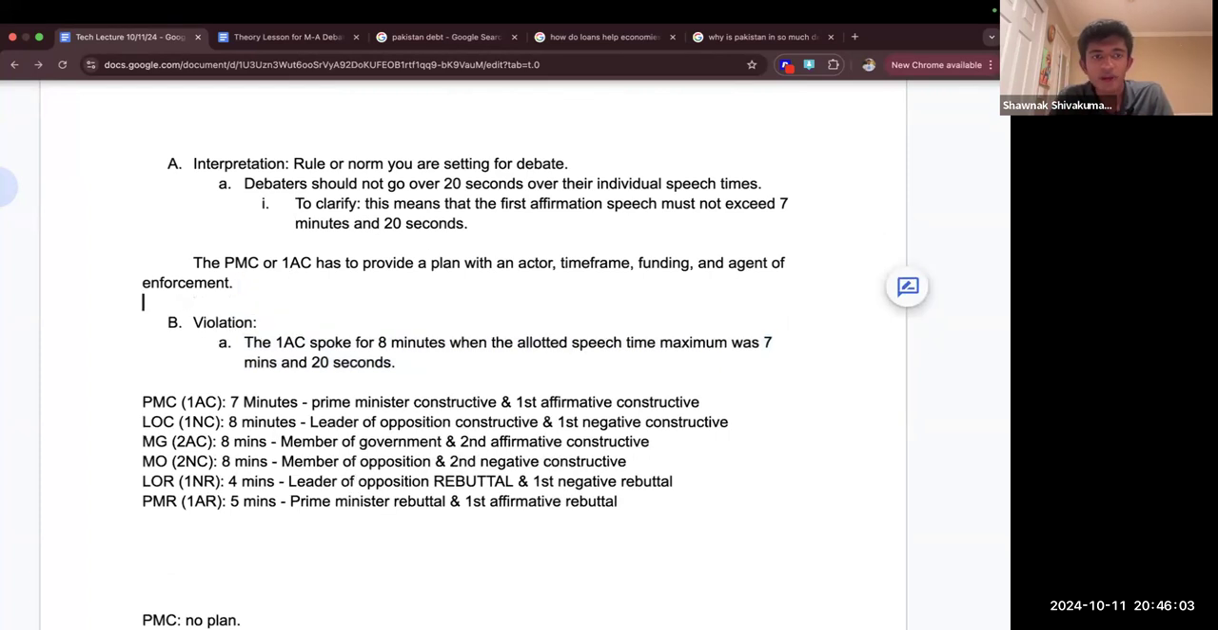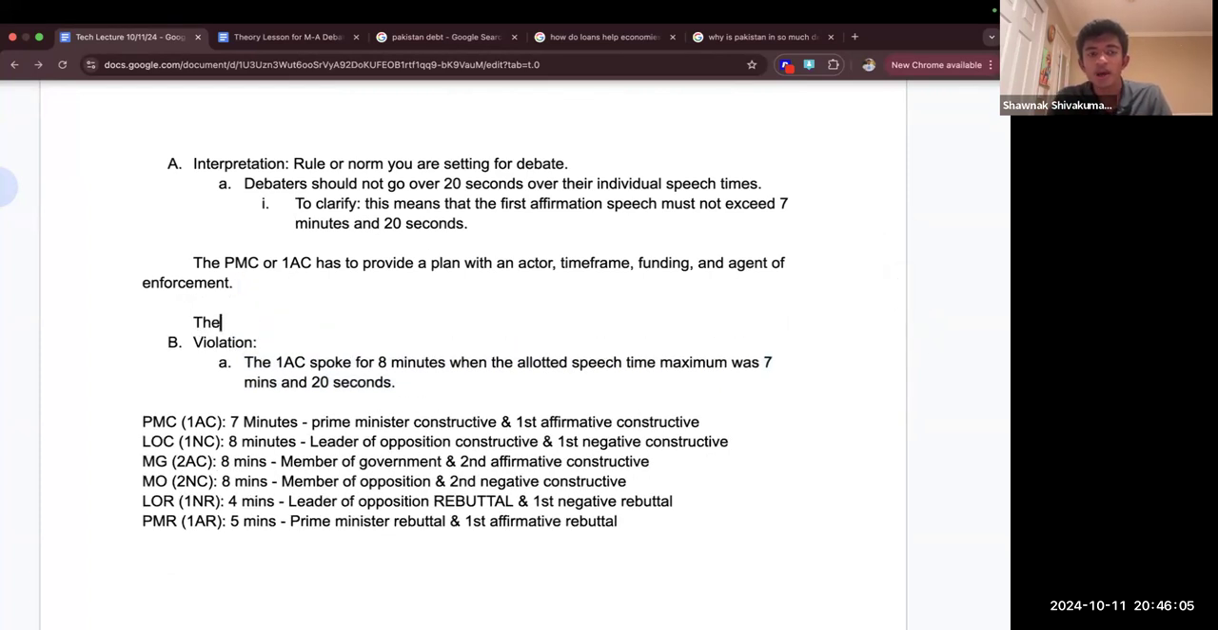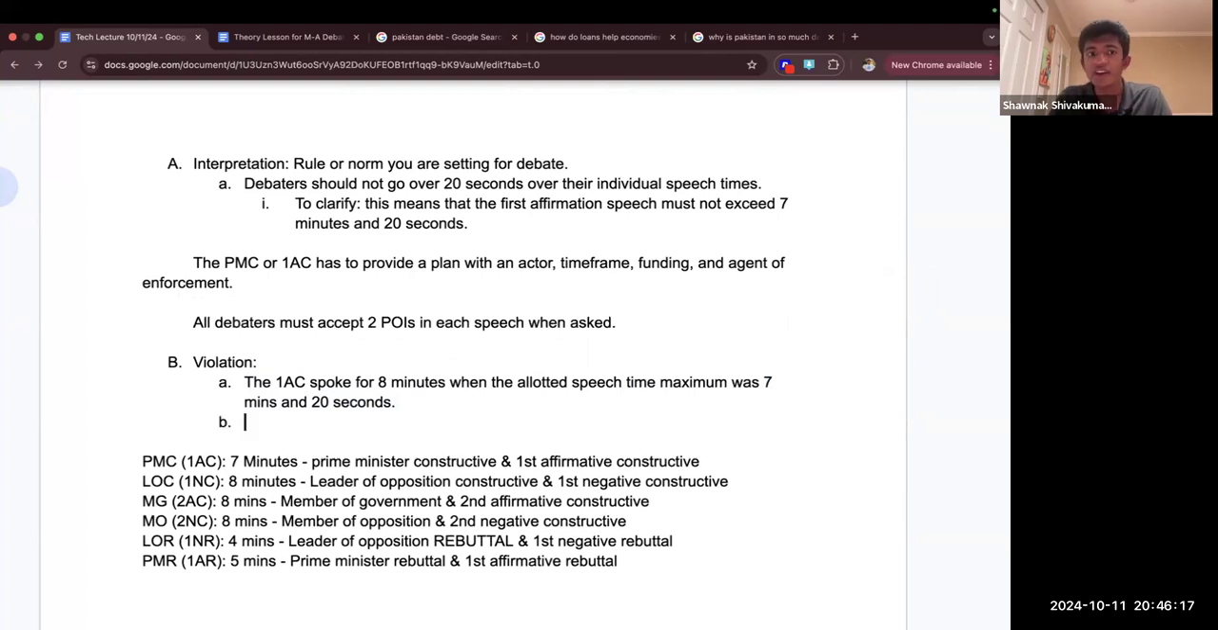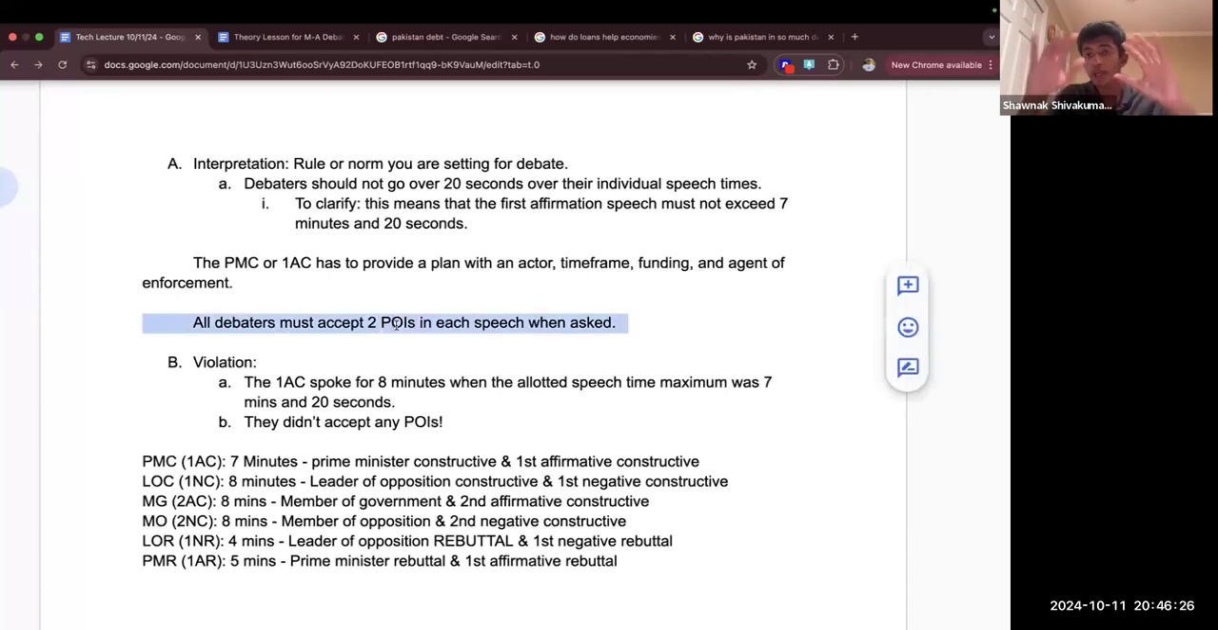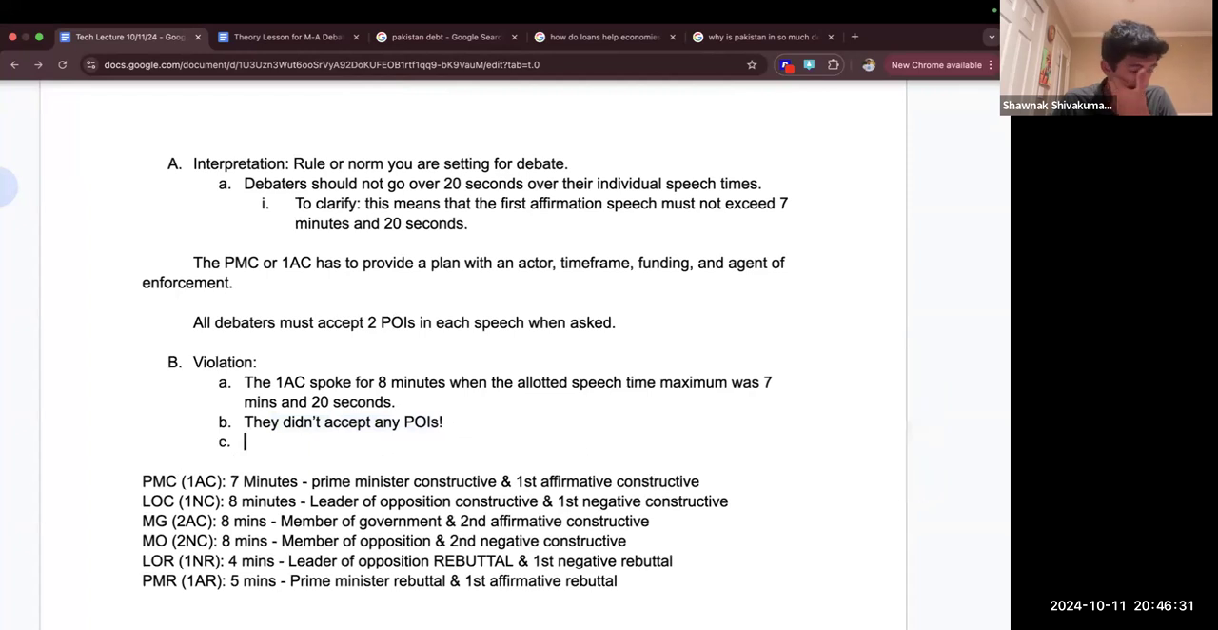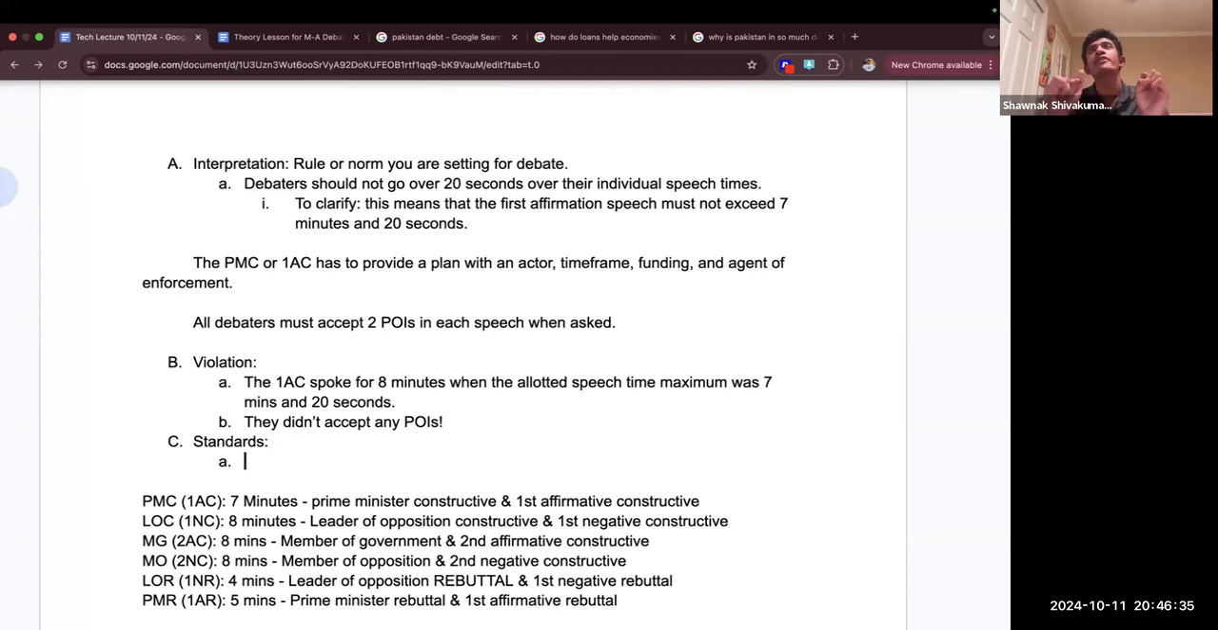For example, if it was all debaters must accept 2 POIs in each speech when asked. Right? The violation for that could be they didn't accept any POIs. So it's just proving how they broke it. You're outlining the rule, and then you're outlining how they broke the rule. Simply put.